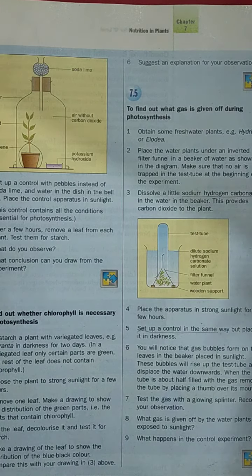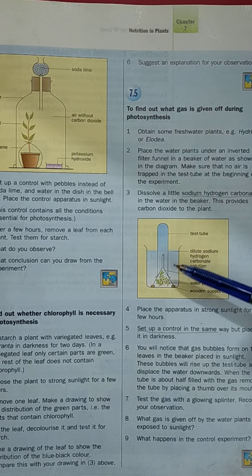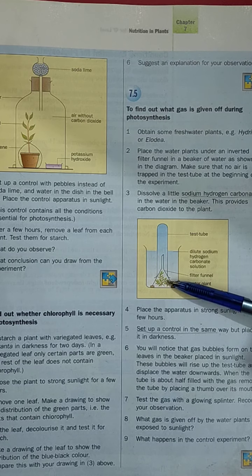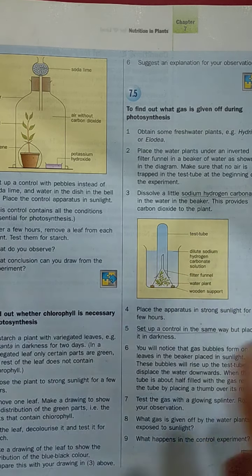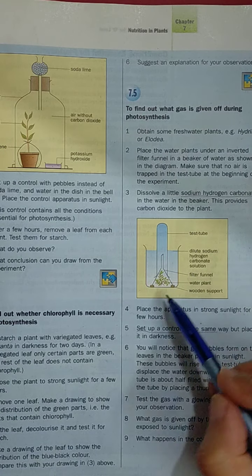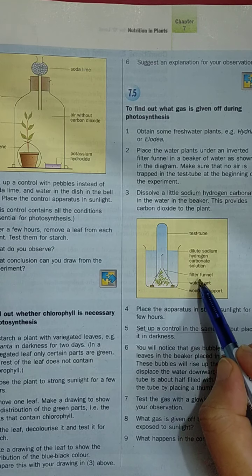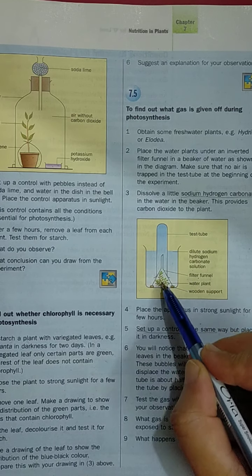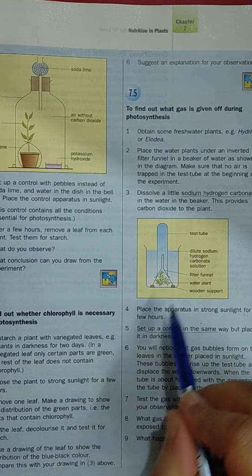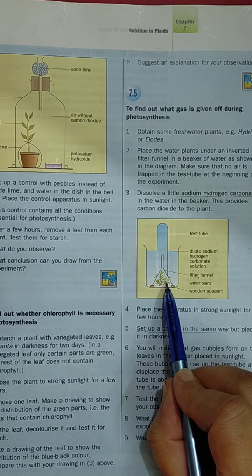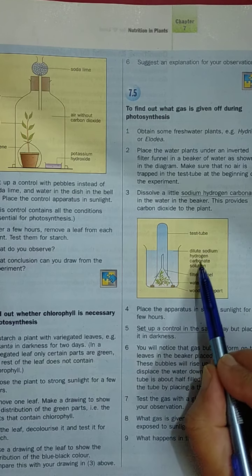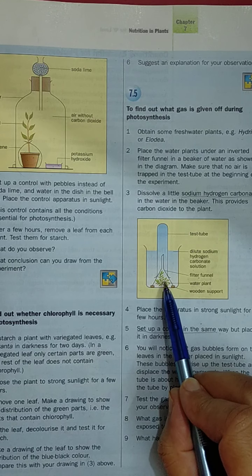For this, what will we do? We will take a freshwater plant. A freshwater plant is a plant which lives in water, submerged and staying inside the water, for example the hydrilla plant. We will take a funnel and invert it, keep it in an inverted position, and we will also place a solution of sodium hydrogen carbonate in the water. Sodium hydrogen carbonate releases carbon dioxide.